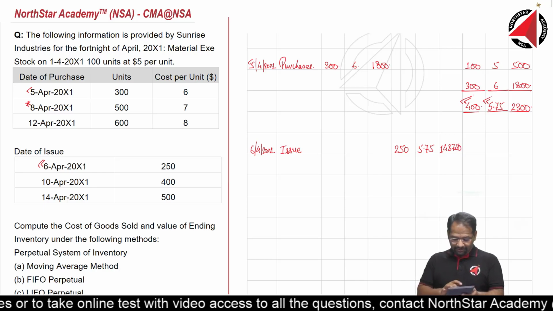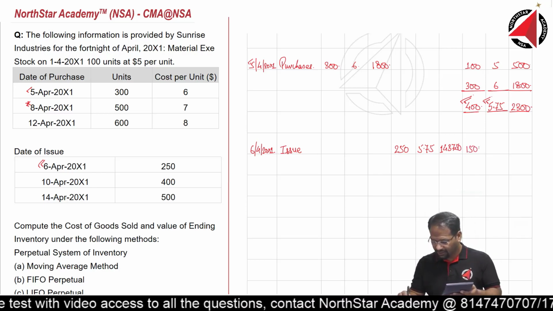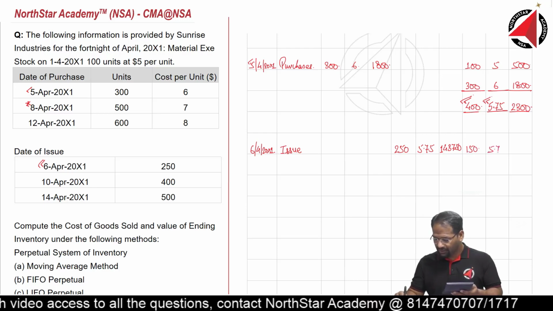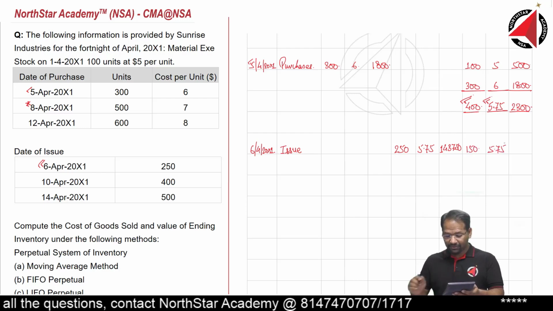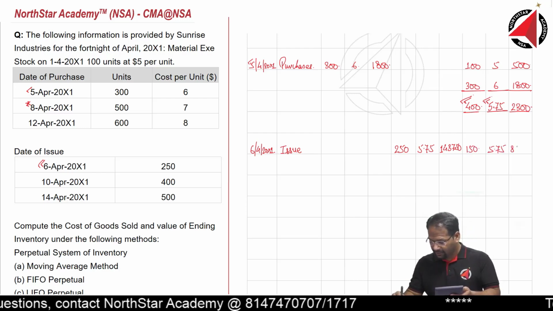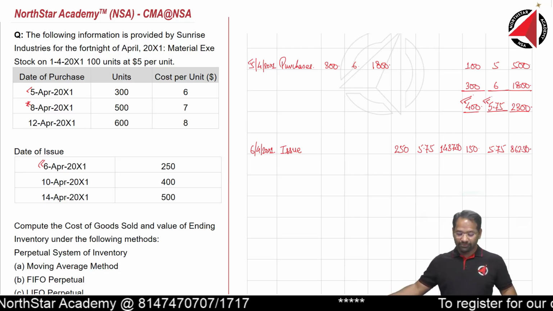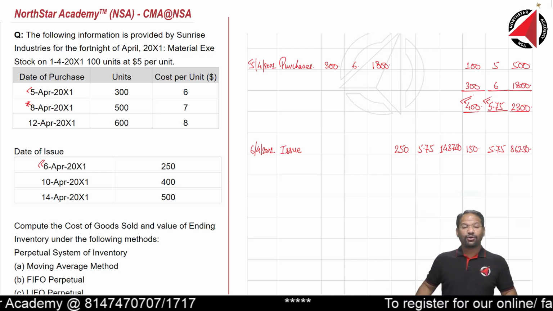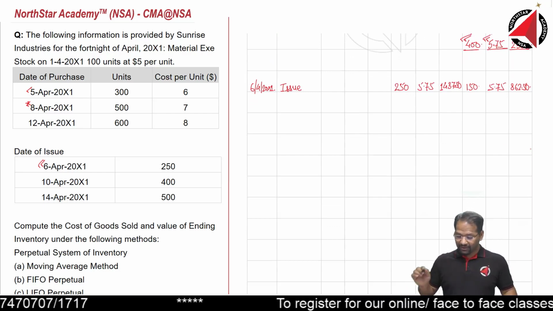And how much is left? So 400 units minus 250 units, we are left with 150 units. And what is the rate per unit? 5.75. So 150 multiplied by 5.75, we get 862.50. This is the balance that we have, on 6th of April, after issuing 250 units.